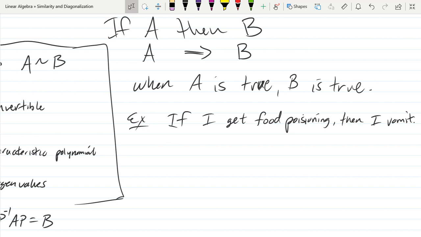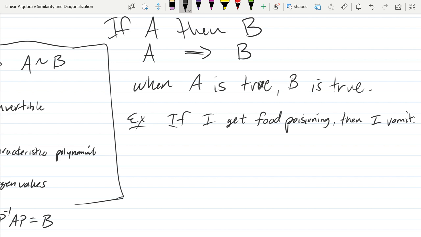Can you be assured that I will not vomit? Nope. Maybe I go out drinking because it's New Year's Eve. I didn't eat anything, but I could still have the conclusion. So there are actually two things a theorem is good for. If you know A is true, B has to be true. That's written right above there: A is true, B has to be true.